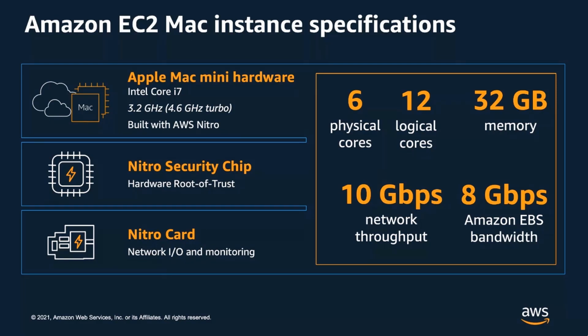We also have the Nitro security chip, which provides a hardware root of trust all the way back to the EC2 control plane. We also have the Nitro card itself, which provides, through the Thunderbolt 3, which is actually a PCIe under the hood port, network I/O and full monitoring for the system. And through this Nitro card, we can provide the 10 gigabits of network throughput and 8 gigabits of Amazon EBS bandwidth, in addition to the actual hardware, which provides 6 physical, 12 logical cores, and 32 gigabytes of memory.